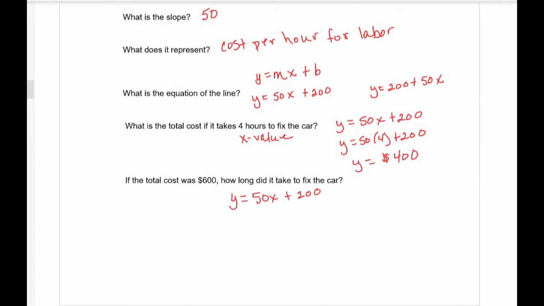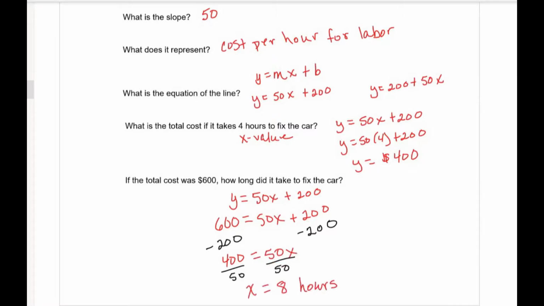The next question, if the total cost was 600, how long did it take to fix the car? Here's my original equation, and I'm going to put 600 in place of the y because the y is representing the cost. And then I solve, subtract 200 from both sides of the equation. So 400 equals 50x, and then divide both sides of the equation by 50. So x equals 8. So it took 8 hours to fix the car.